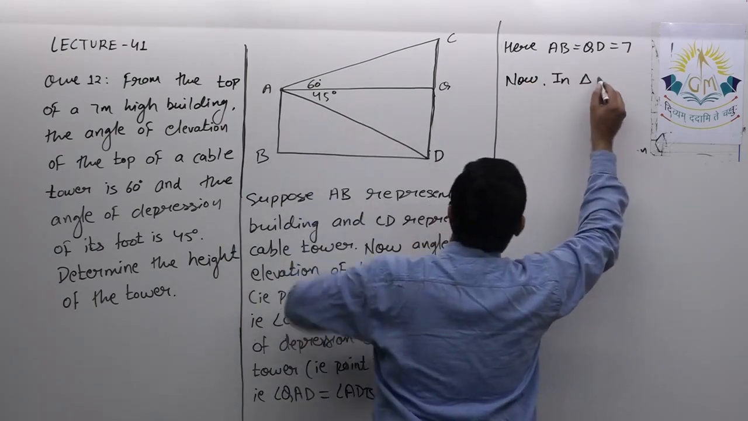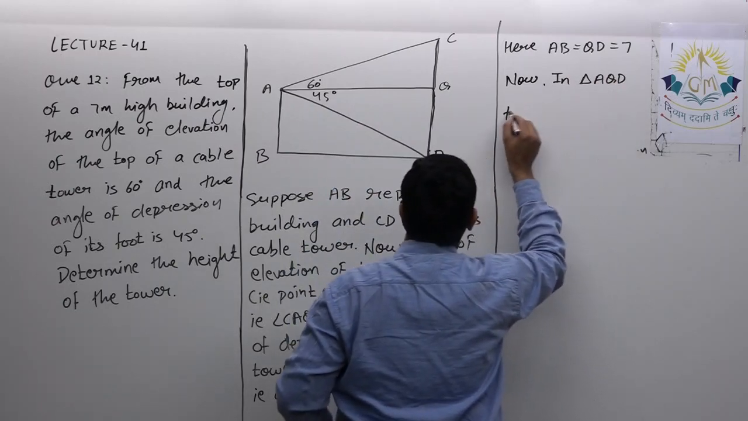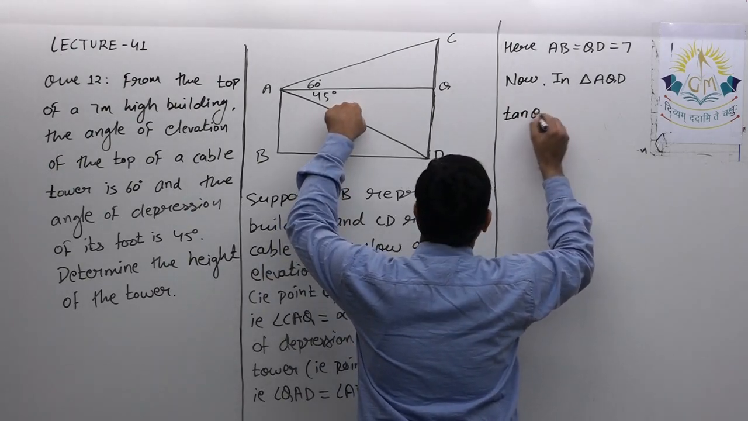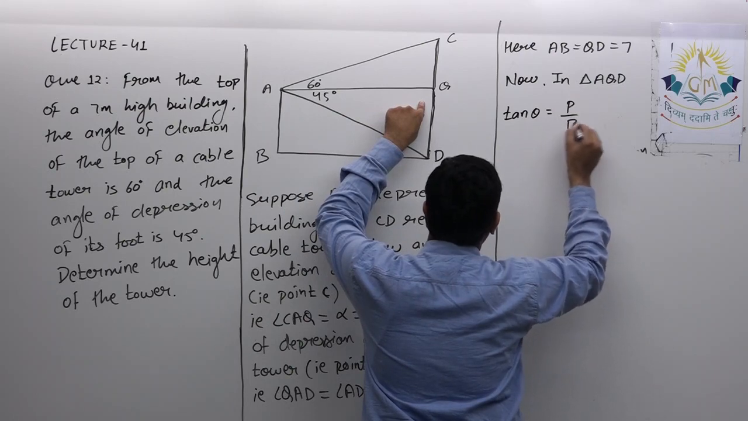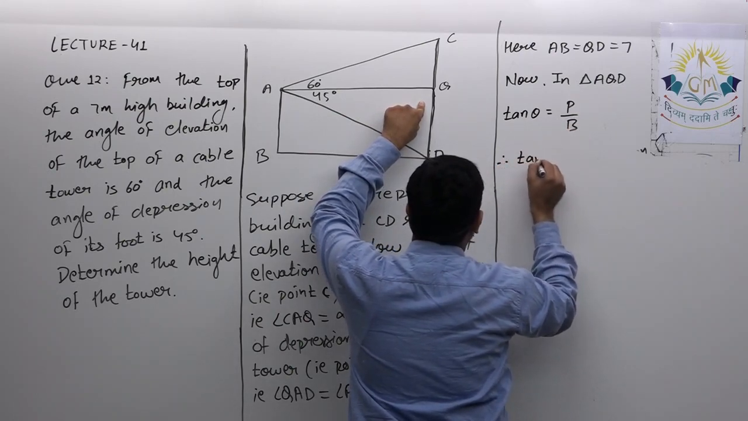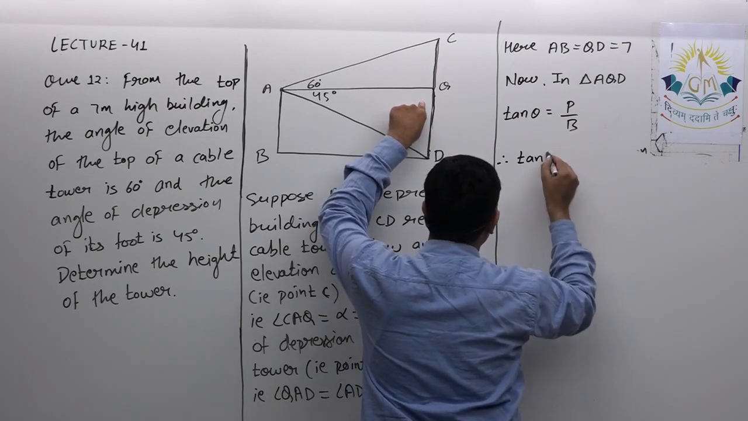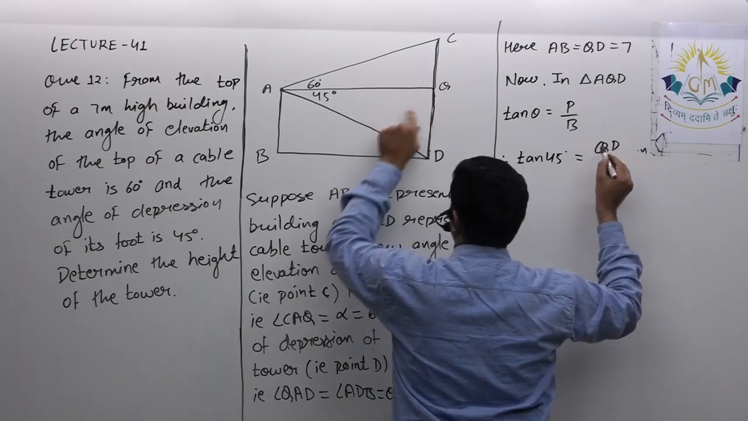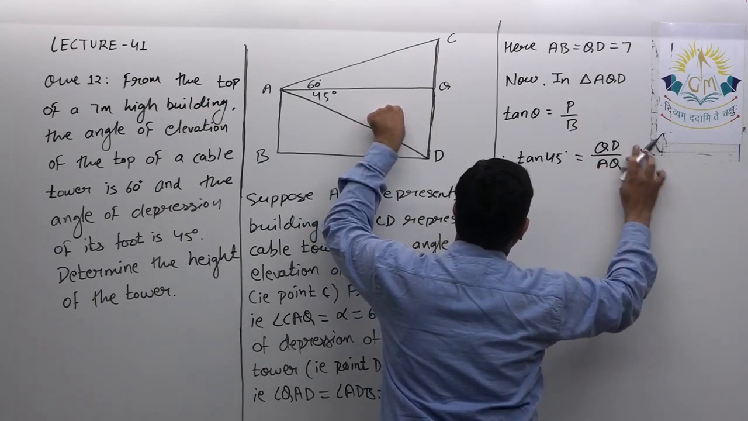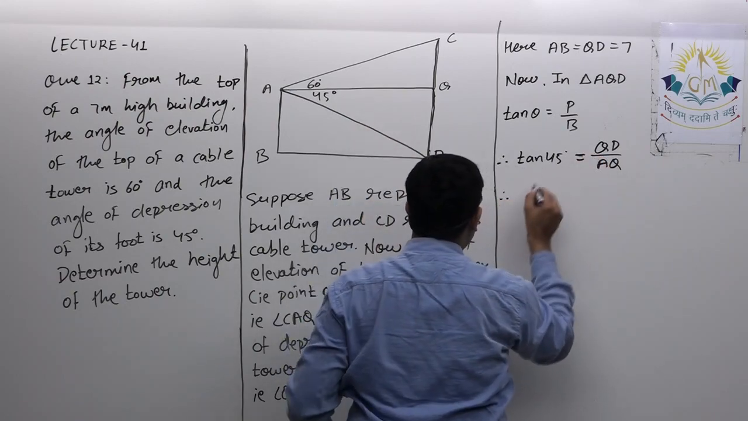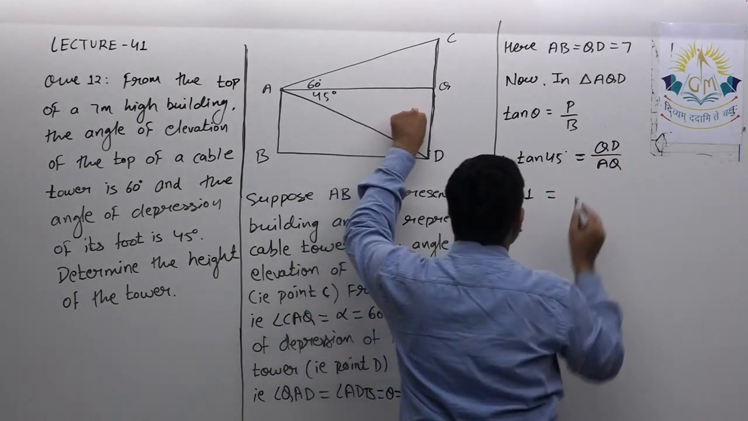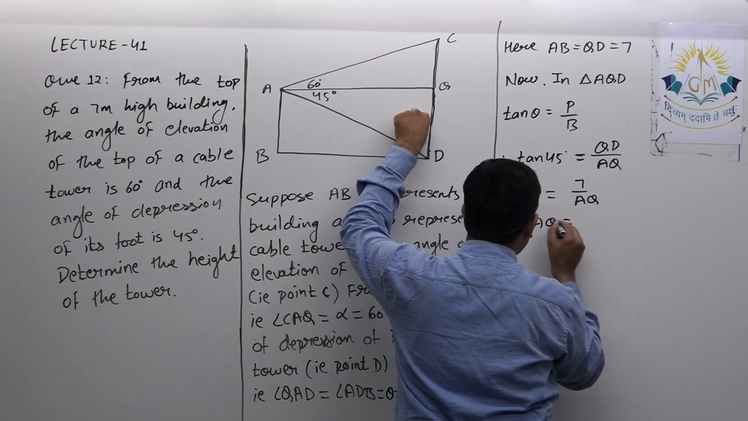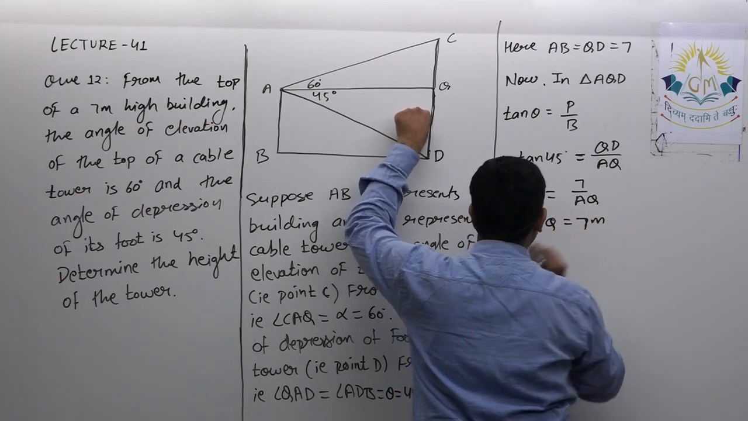Now in triangle AQD, if I apply tan theta, 45 is theta, so tan theta is equal to perpendicular upon base. So tan of 45 is equal to perpendicular, that is QD, base, that is AQ. Now tan 45 is 1, QD is 7, AQ we need to find. So AQ is equal to 7 meter. So here I got the AQ.